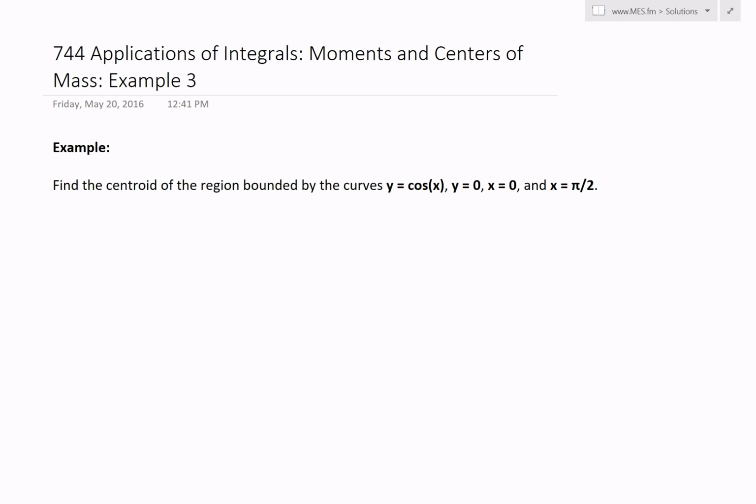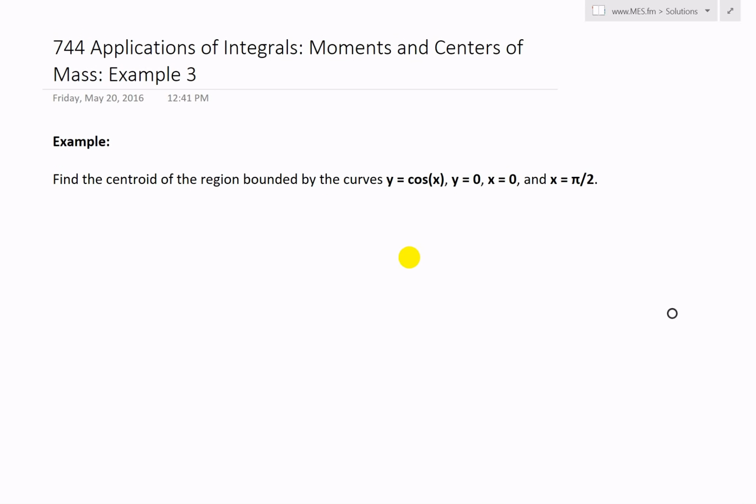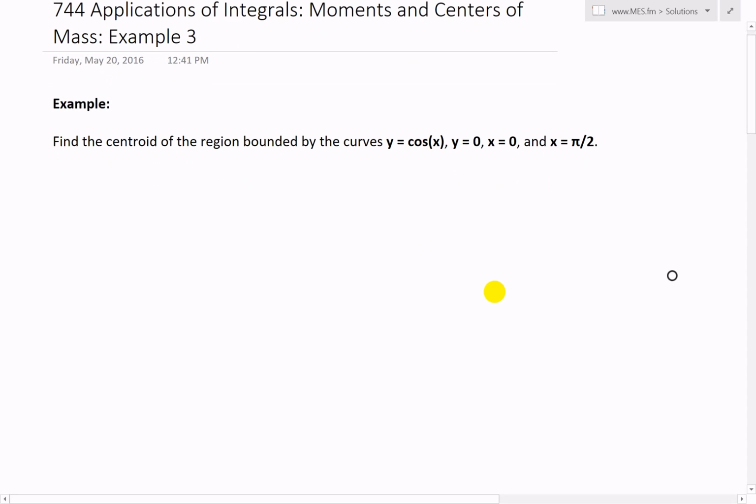Hi, it's time for another math easy solution to discuss further into applications of integrals and look further into moments and centers of mass. Now let's go over example 3 of the example series and solve this example, which states: find the centroid or the center of mass of the region bounded by the curves y equals cosine of x, y equals 0, and x equals 0, and x equals pi over 2.